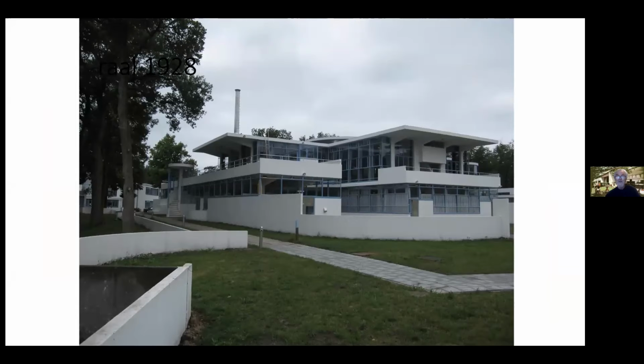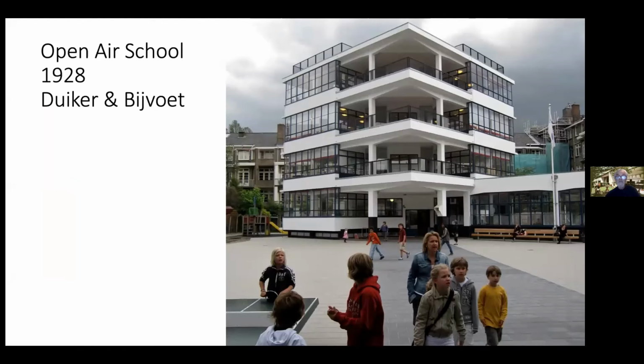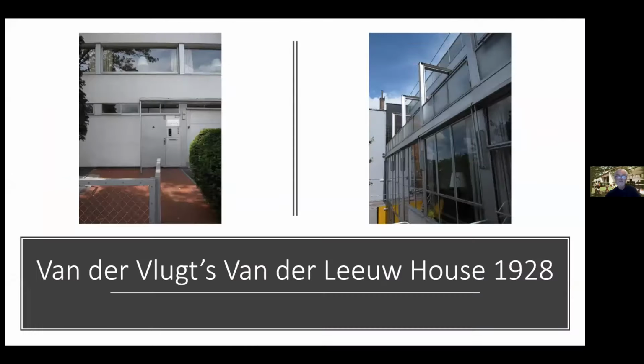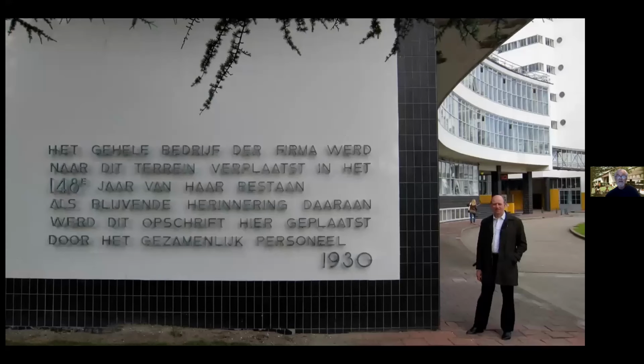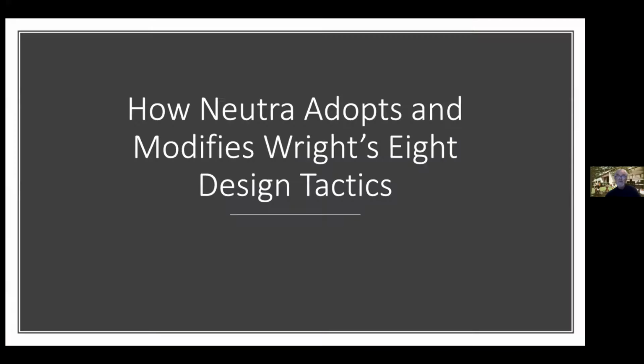Duiker's Zonnestraal Sanitarium, and his open-air school, all of which my father visited at the time. So he was seeing how the Wright that he had admired as a student, how it could be translated into modern technology. Van der Vlugt's Van der Leeuw house, and of course the famous Van Nelle factory.